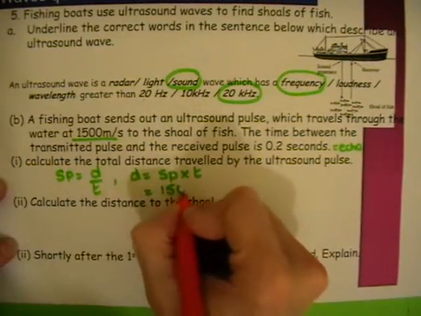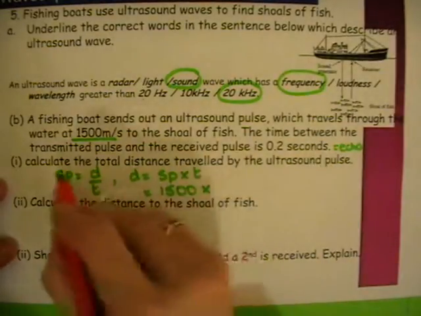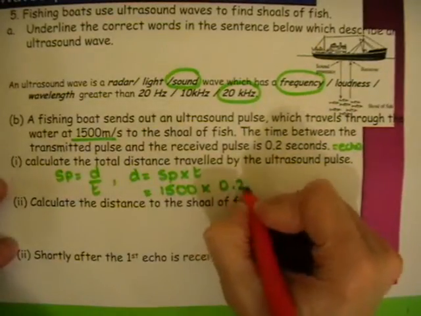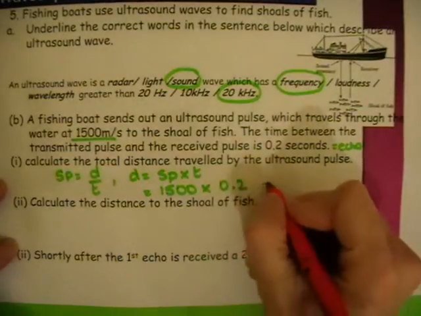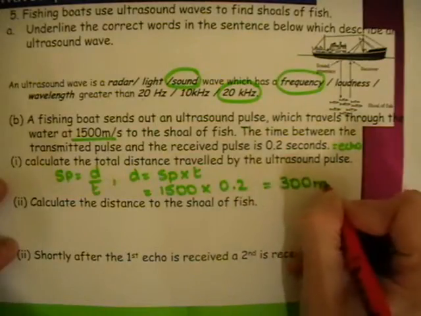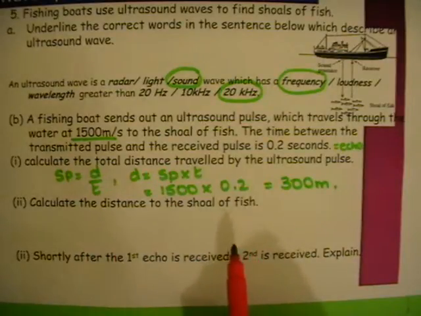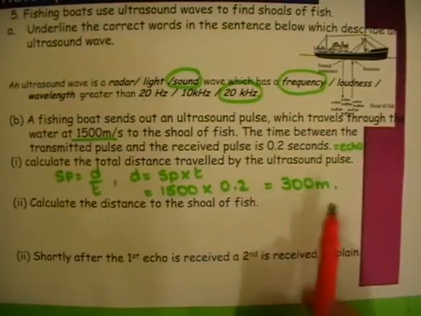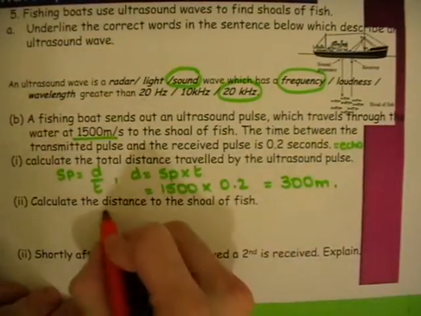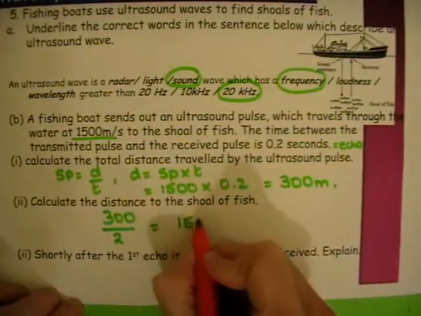That's 1500. Now we're using the echo time because that's the distance travelled down and up, and we are being asked for the total distance. So it's 1500 times 0.2, and that gives you an answer of 300 meters. But it's much more usual they ask you to calculate the distance to the shoal of fish. When you do that, either you divide your time by 2 before you do your calculation, or you divide your answer by 2. Because we've already got our answer, we're just going to divide it by 2. So that's the distance up and down again, and therefore that's 150 meters.